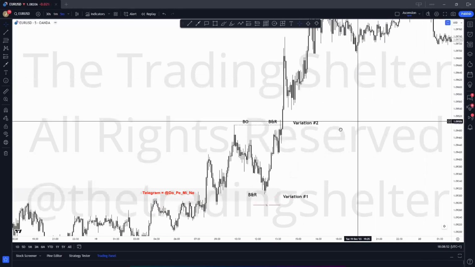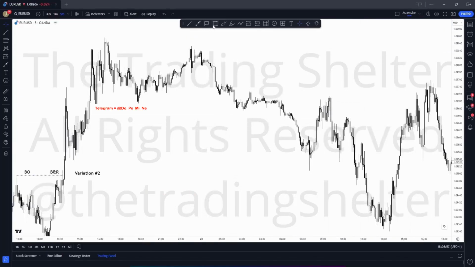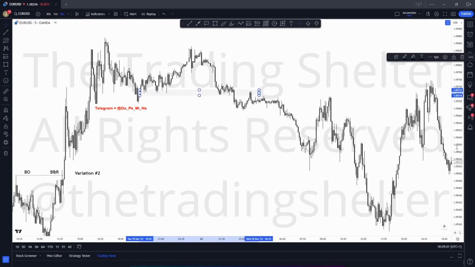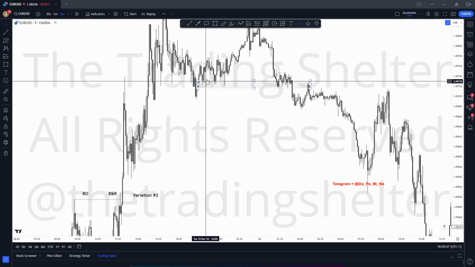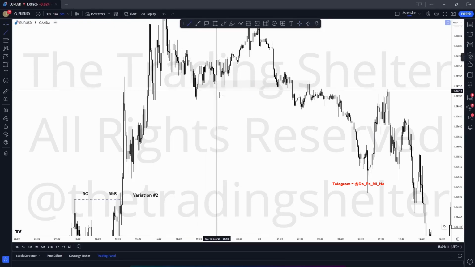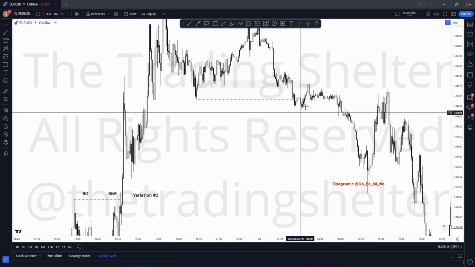Okay, let's try to find other examples. As you can see, we have zone here, testing here. We can even argue that it went, no, it didn't went here. Let's do this one first. Support, support, support, boom, boom, boom. Price breaks the new low. All right, breaks the new low.